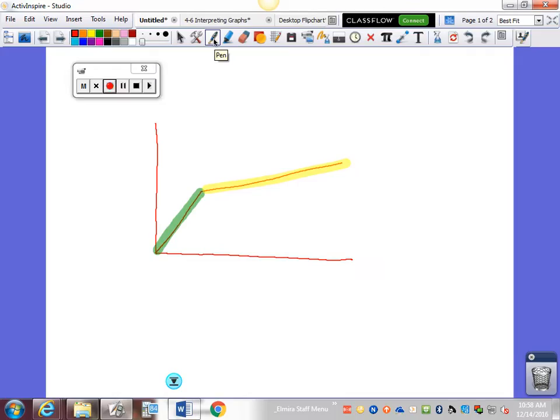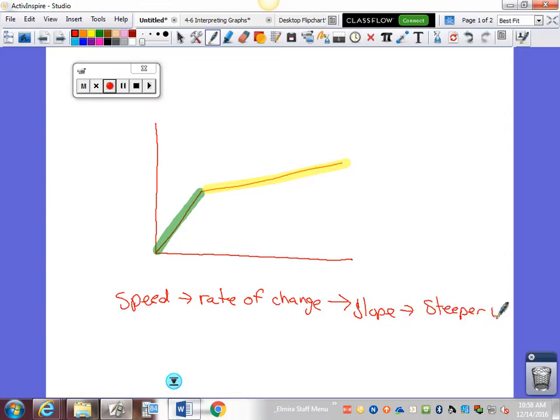When you're talking about speed, speed means rate of change, means slope, and that means steeper is faster. Steeper is faster. Nothing to do with the length of the line.